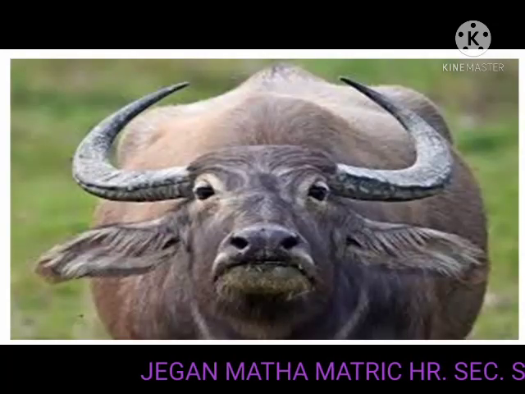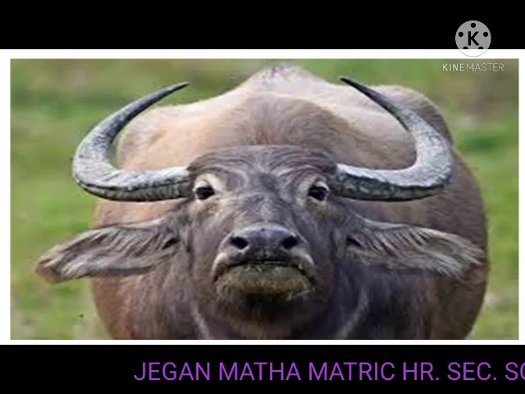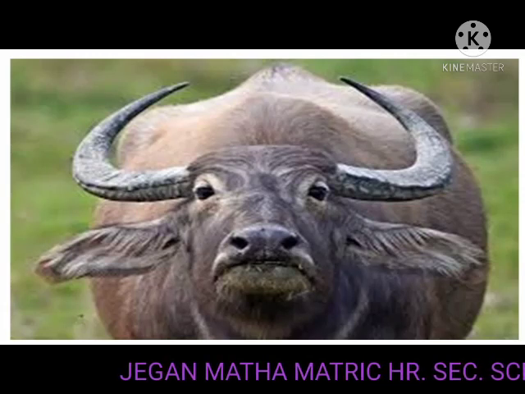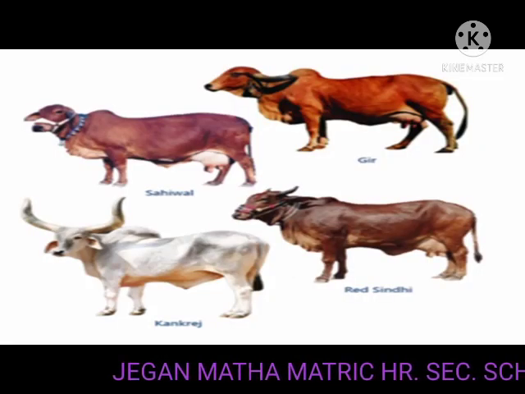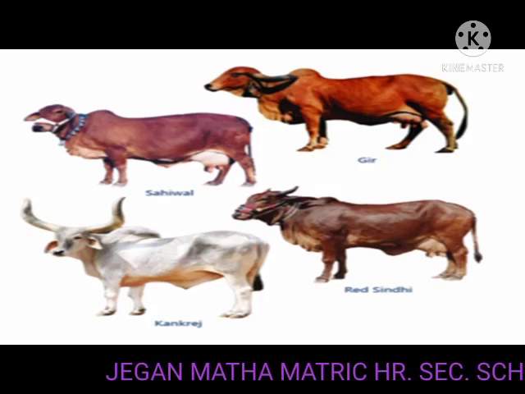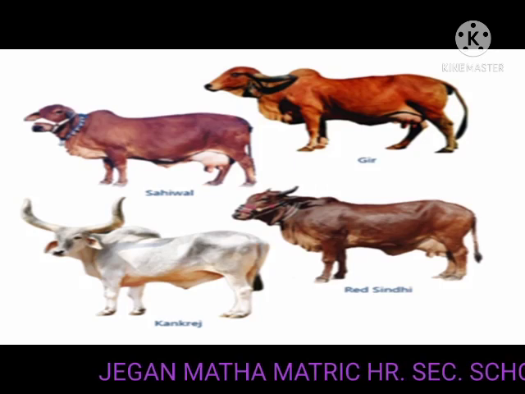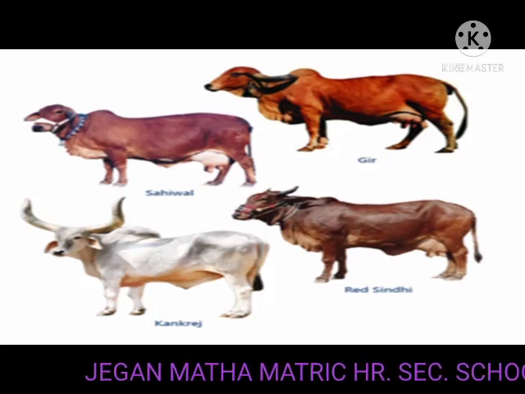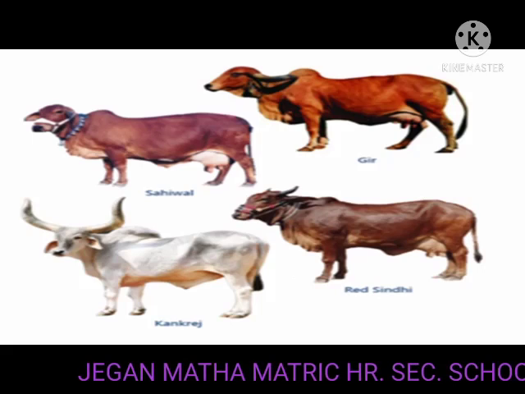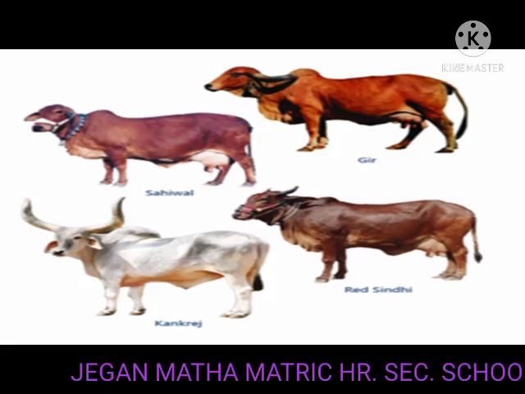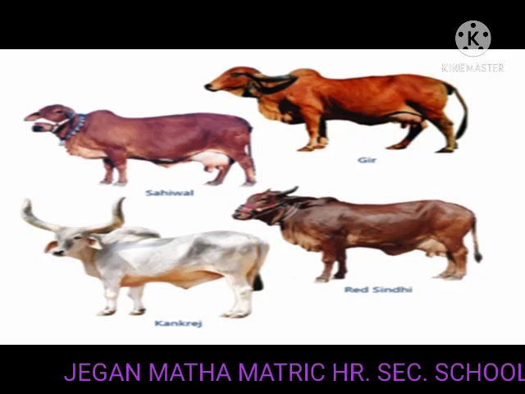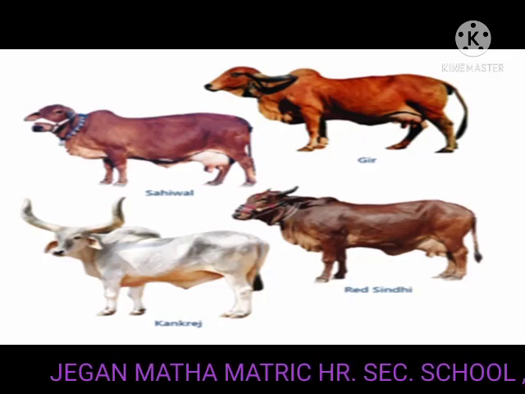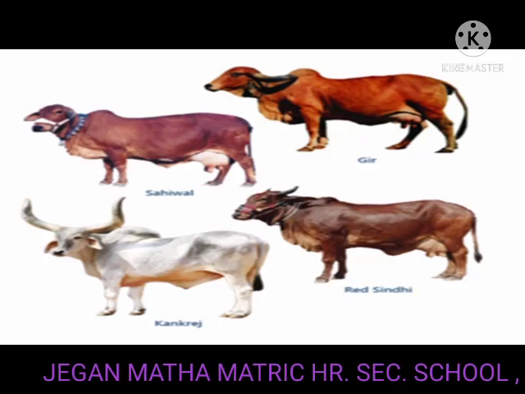Dairy breeds. Dairy animals are domesticated for obtaining milk. The cows, milk producing female, are high milk yielders. It is called as milch animals. The dairy breeds are of two types: indigenous breed and exotic breed. Indigenous breed means the animal which is native to that place, and exotic means the animals which are brought from other countries.